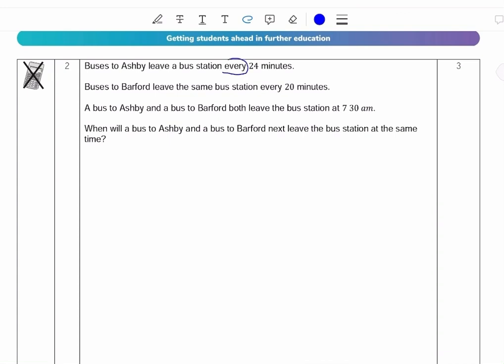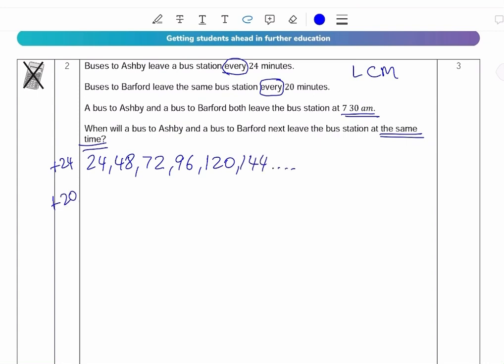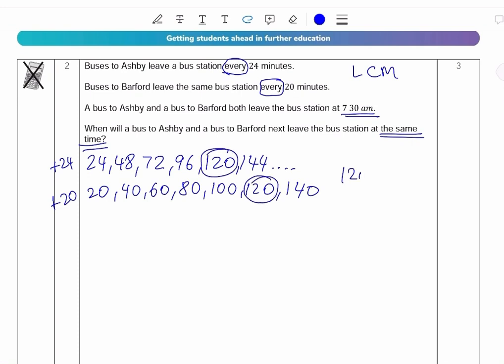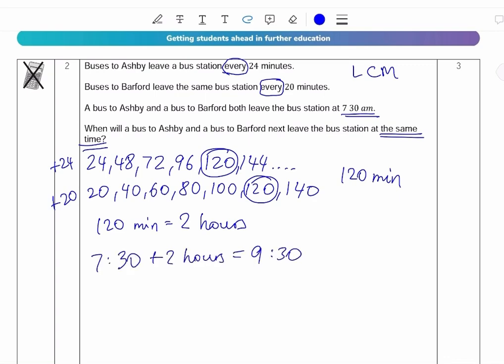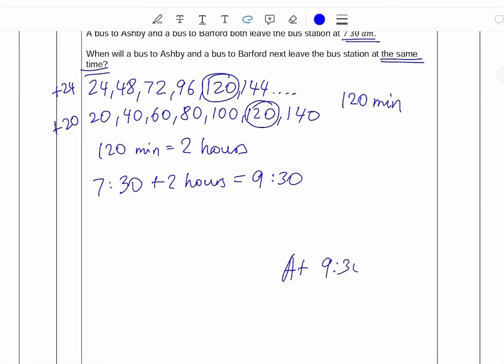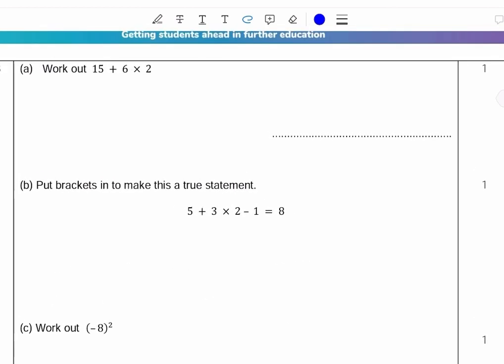The next question is on lowest common multiple. To identify it, you can see the words every 24 minutes, every 20 minutes. Let's do multiples of both numbers to find out when they leave at the same time. Just add 24 minutes every time for the bus to Ashley and 20 minutes for the bus to Bartford. You will see 120 minutes, which means 2 hours, and add it to the time given, you get 9:30. So if you got this right, well done, excellent.